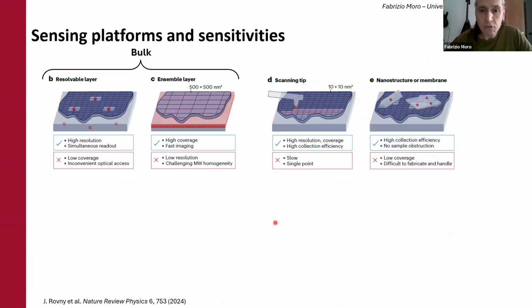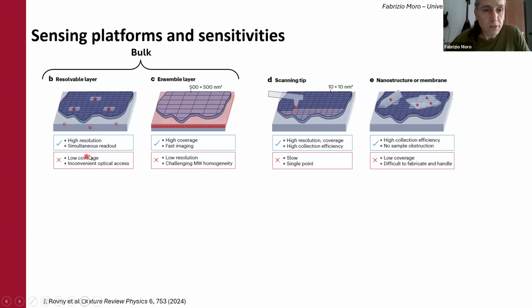So when using NV centers for magnetometry, there are essentially 3 sensing platforms that have been developed so far. These are the bulk, the scanning tip, and the nanostructure or membrane. So the bulk can be realized by integrating a single diamond crystal with a few NV centers, which are shown here with the red spots, or with a very high concentration of NV centers.